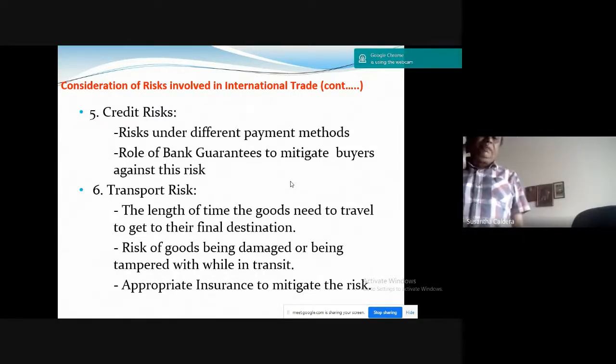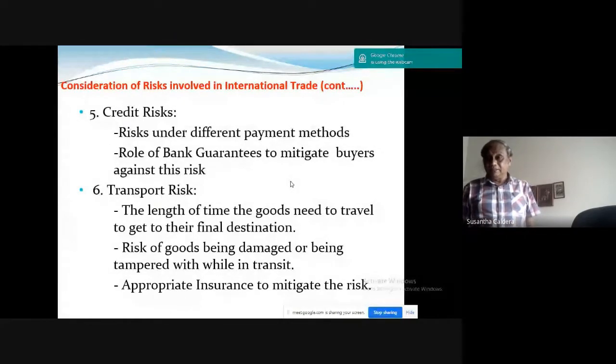Then the risk of goods being damaged or being tampered with while in transit. This happened, right? You have to take appropriate insurance to mitigate the risk. Right? Okay.